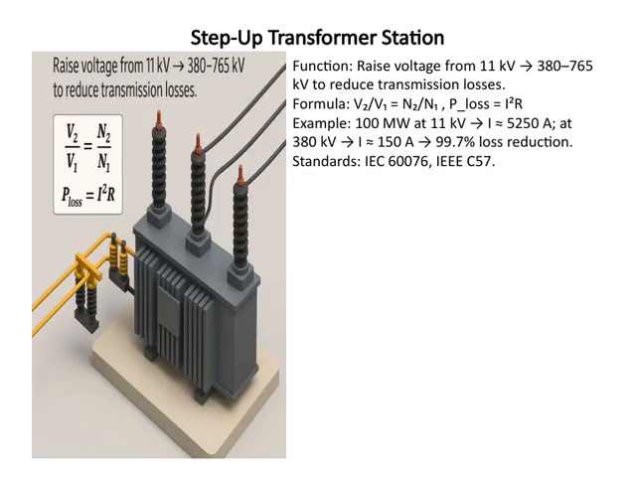Let's take a closer look at the step-up transformer station. Its main function is to increase the voltage from 11 kV up to between 380 and 765 kV. This step-up process is crucial because higher voltages help reduce transmission losses over long distances.